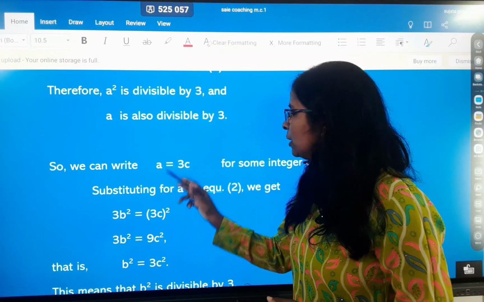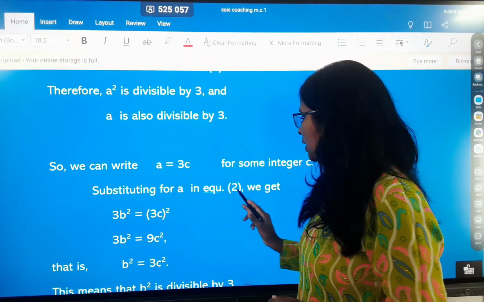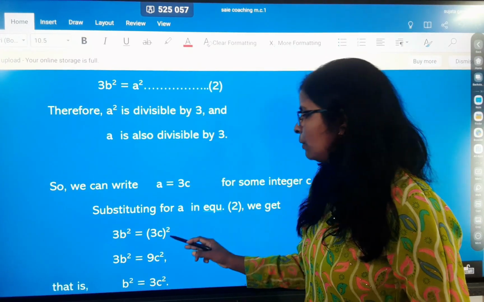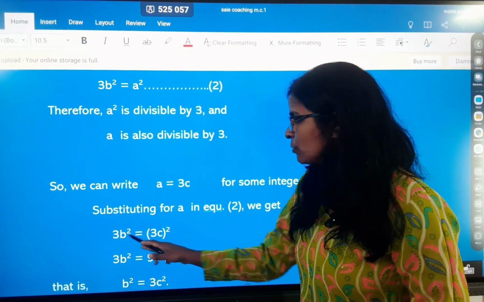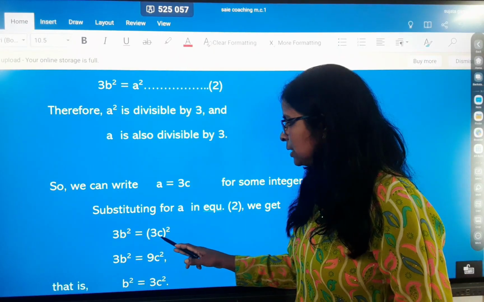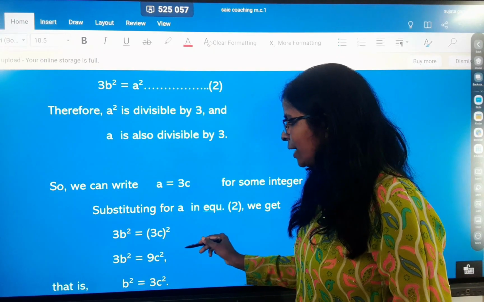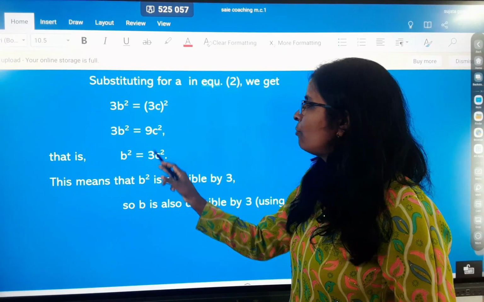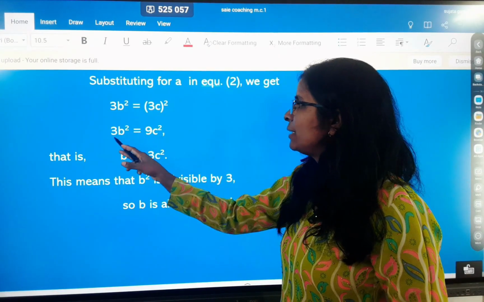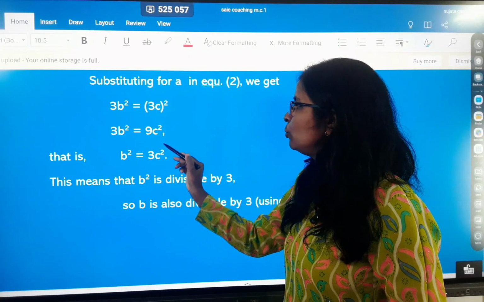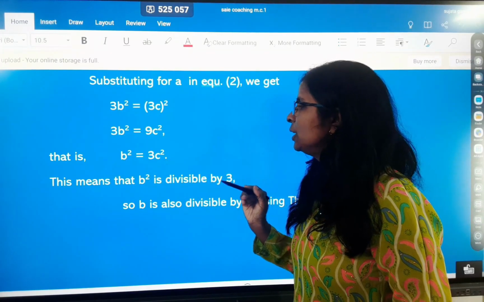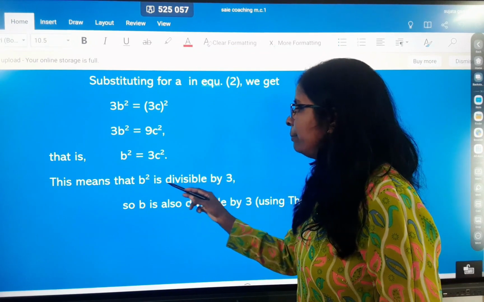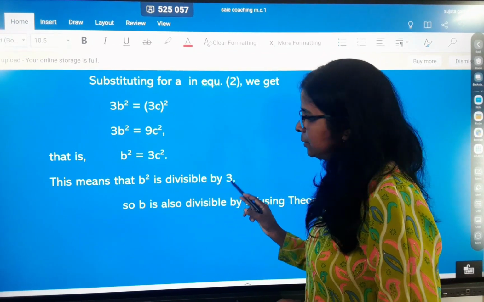Now substituting the value of a in equation 2, that is equation 2 is 3b square is equal to a square. So 3b square is equal to 3c whole bracket square. So the square of 3c is 9c square. Now dividing both the sides by 3, we get b square is equal to 9c square upon 3, that is 3c square. So this means that b square is divisible by 3.